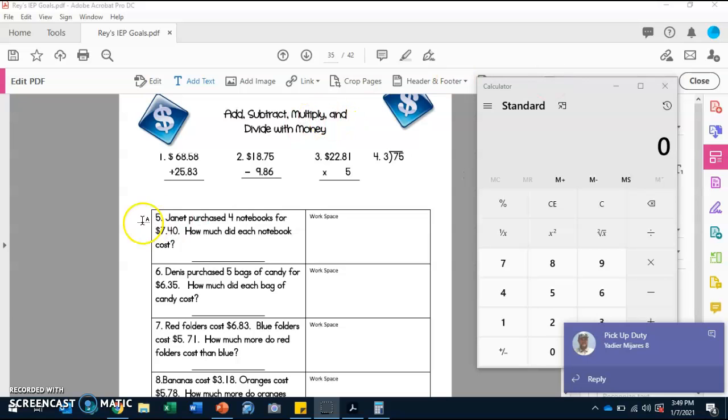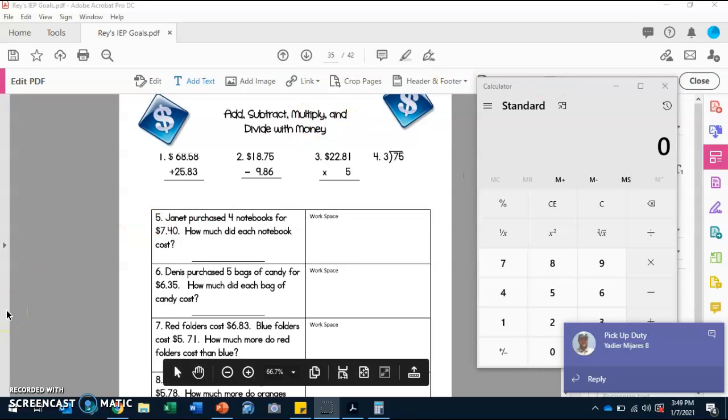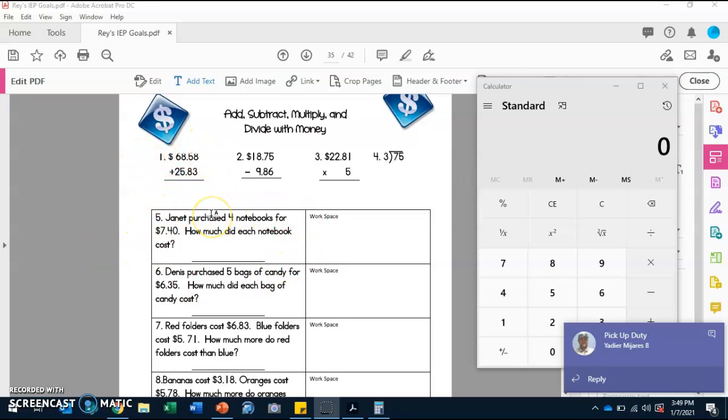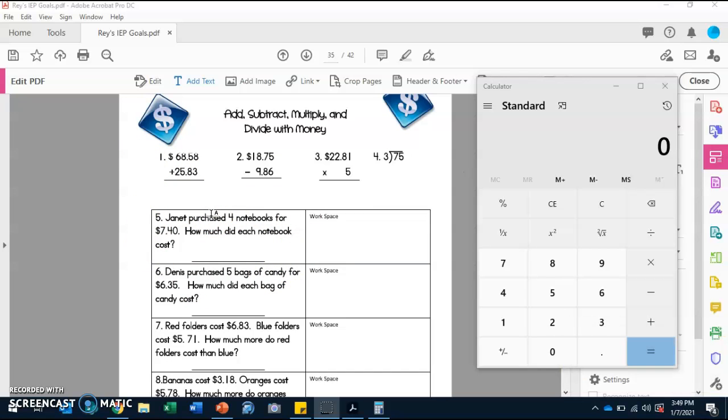And today I'm going to work on 2 questions with you. I will work on question number 1 and question number 5, and you will do the rest on your own. So let's start off with question number 1. It is saying 68.58 plus 25.83. They want us to add these 2 amounts together.